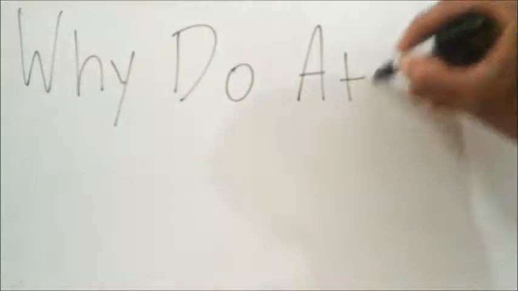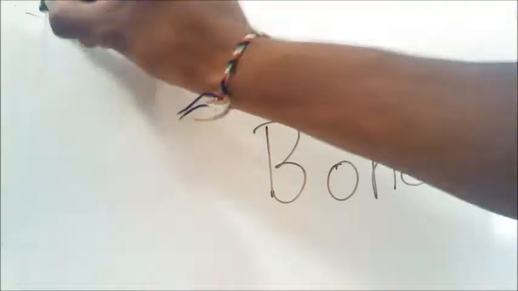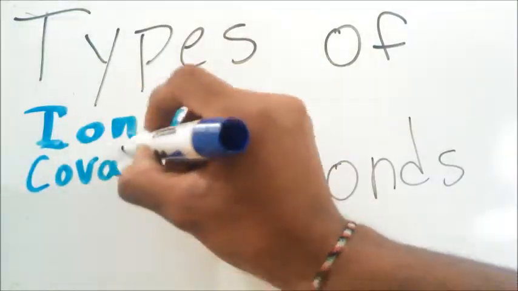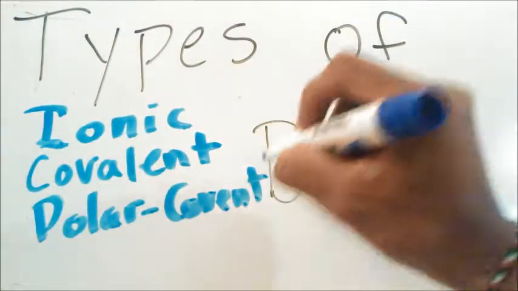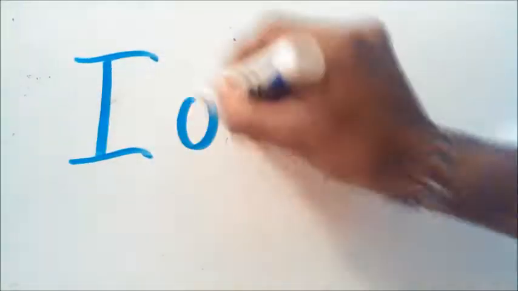Why do atoms form bonds? There are several types of bonds: ionic, covalent, and polar covalent. Let's talk about ionic bonds.